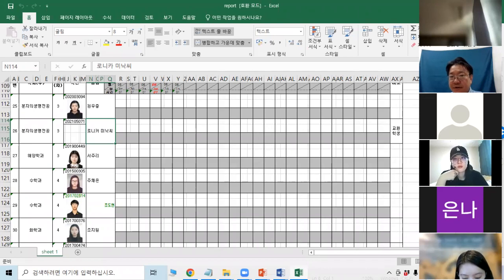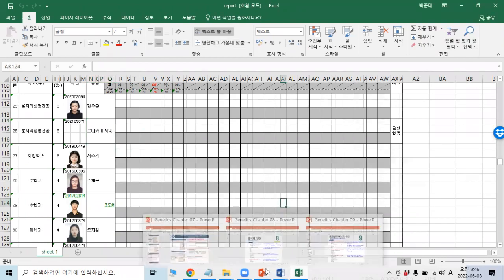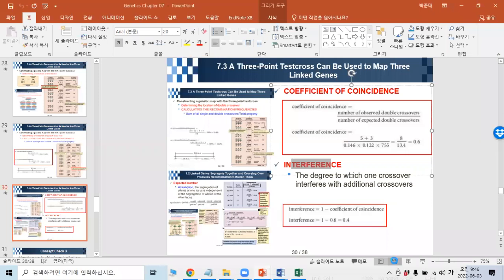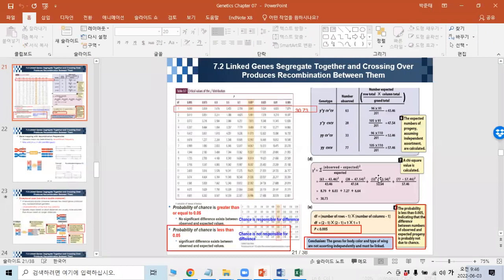Do you have any other questions? Actually, I do have one. Go ahead. For the chi-square, I don't seem to understand. I'm able to do every step, but the last thing, the probability, I don't know what P is. On slide 20, what is 30.73 used for? I'm not able to understand the left side.